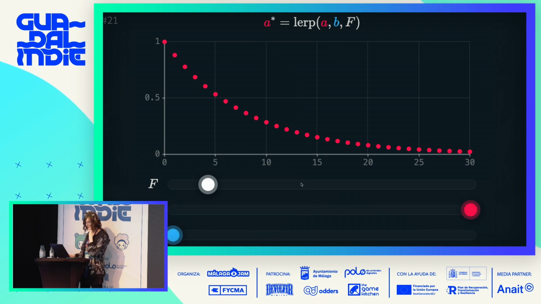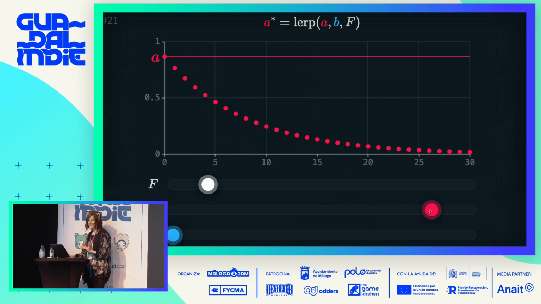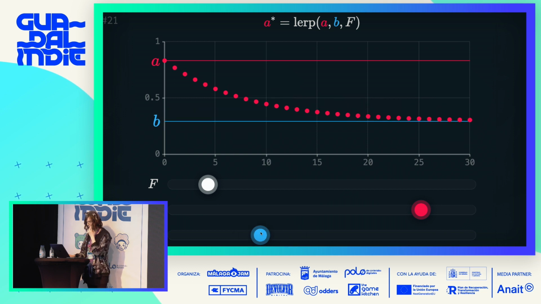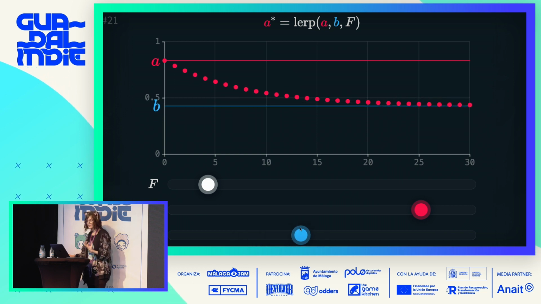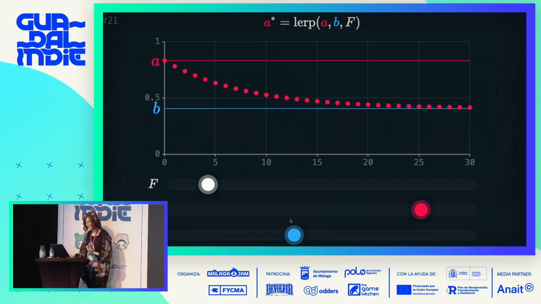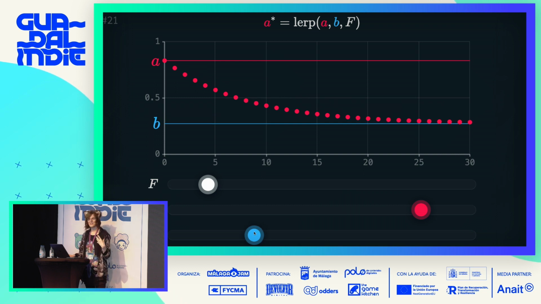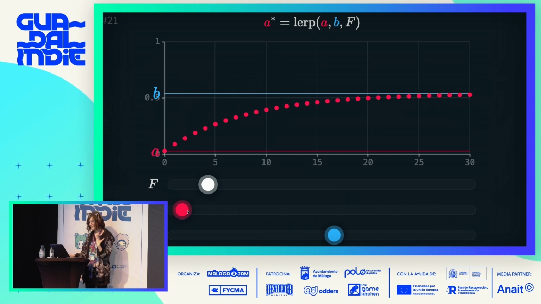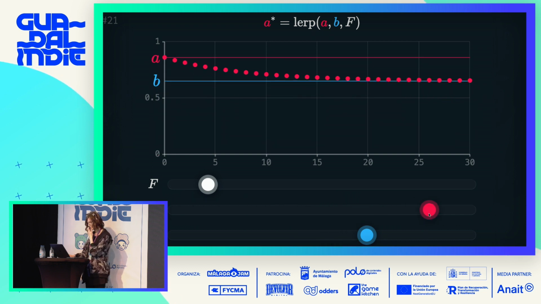And of course, we're interpolating between specific values of a and b. So right in this case, we just started with a at 1, and then b was at 0. So in a lot of these demonstrations, I'm just going to put b at 0 and a at 1 because it just looks nicer and it's easier to reason about. But this is effectively what the lerp smoothing is doing over time.